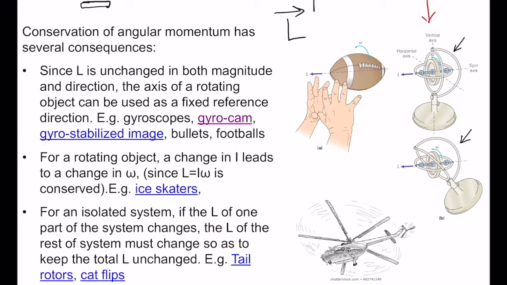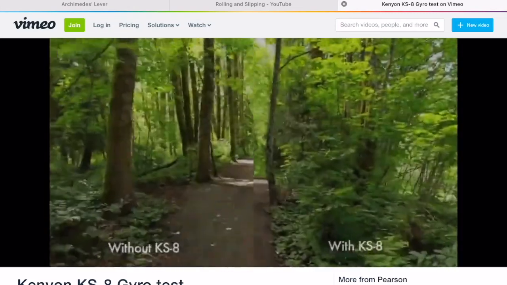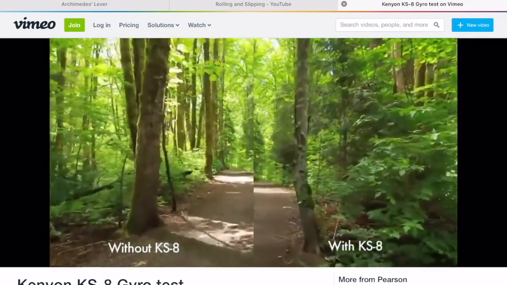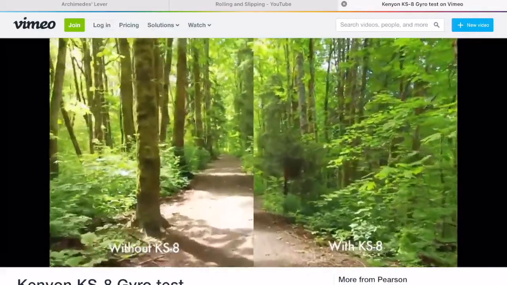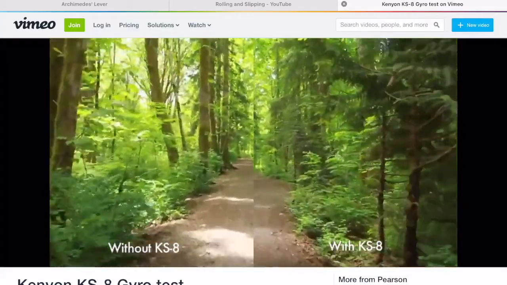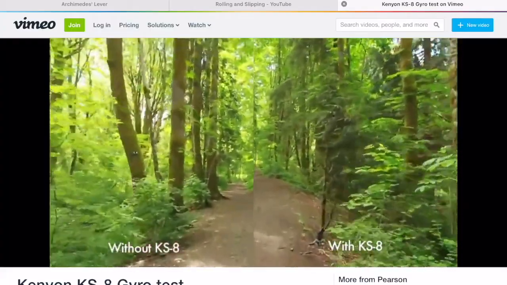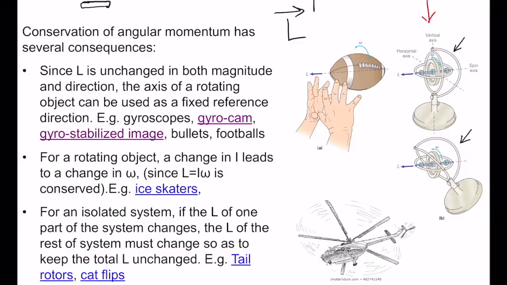What is the result of taking a picture with a gyro stabilized camera? Let's take a look at that. On the left side, you can see what happens if you just have a camera which is not stabilized and you're walking along and running the camera. On the right side, you have a gyro stabilized camera, and you can see the difference in the image when the camera is stabilized. All right, so that's one class of applications.